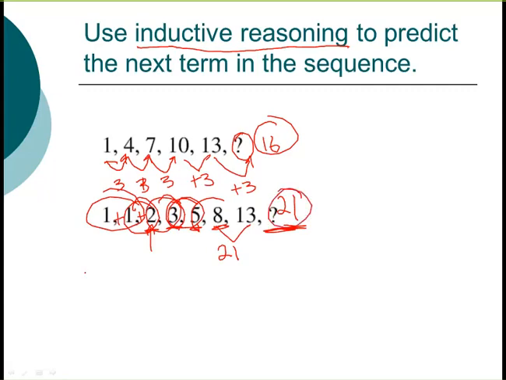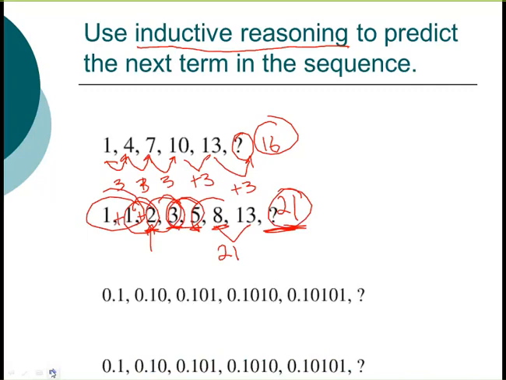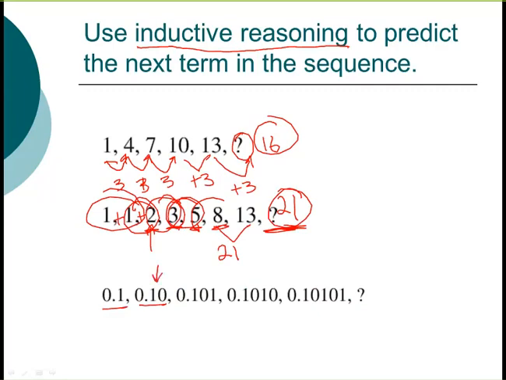That one's a little bit harder to see, and there's even a little bit more challenging one in your homework. So here we've got 0.1, 0.10. Technically nothing changed here, by the way. 0.101, 0.1010, and then 0.10101.